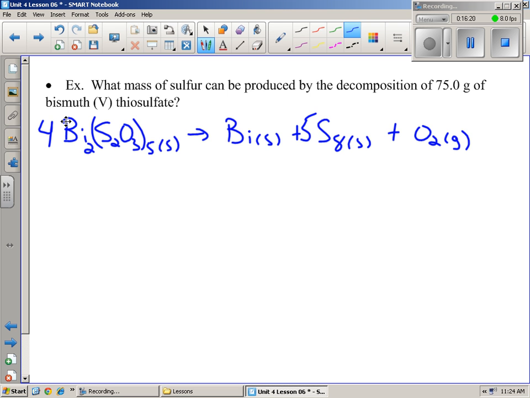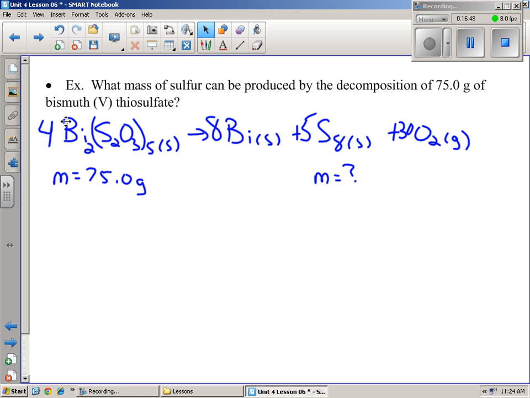Okay. I got 8 bismuths this is, so I'm going to put that there. And I got 15 oxygens times the 4 out front, so that's 60. Half of 60 is 30. Okay, so that's a good balancing one. I like that. Yes. We have 75 grams of this bismuth 5-thiosulfate. We want to figure out what mass of sulfur can be produced.